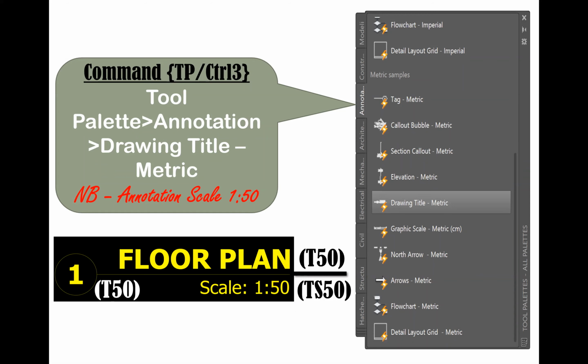So we're going back to the tool palette, because the tool palette has a tab called Annotate, and you will find an option underneath it on the metric samples called Drawing Title Metric. Now these are dynamic blocks, and some of them, not all of them, are controlled by annotation scale.